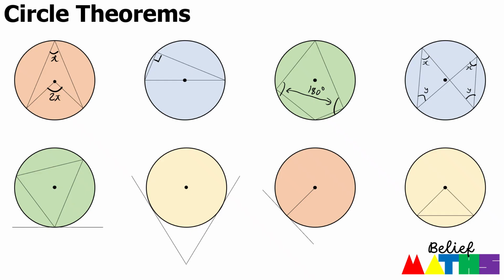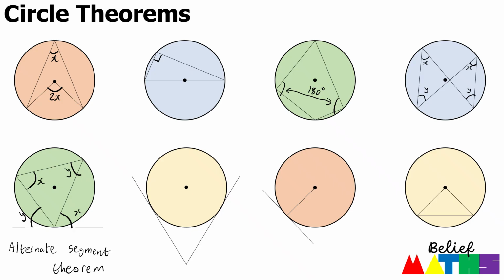Moving to the bottom left, this is the only one that has a name. This is called the alternate segment theorem. If you've got a triangle and all three vertices are on the circumference, and then you've got a tangent and the tangent goes through one of the vertices, it's what we call the alternate segment theorem. And what that tells us is that this angle here, between the straight line and the straight line, angles don't include curved lines, so the straight line here and the straight line here, they're both equal. And equally this side, we'll call that y, is equal to this side, which is y.